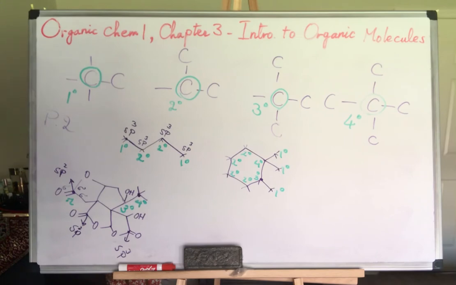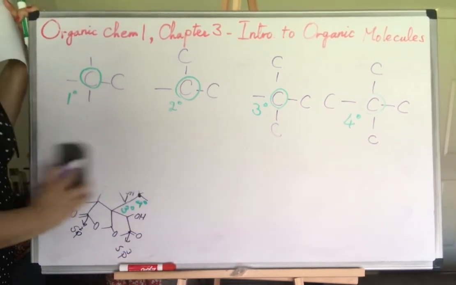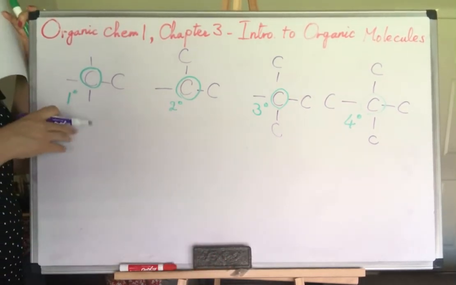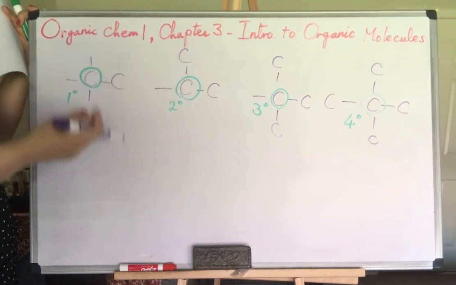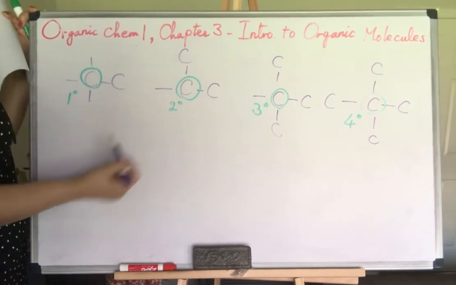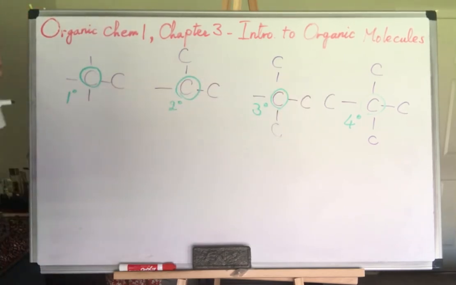The next thing you need to know is the types of hydrogens, which is very easy. Hydrogens depend on the carbons. So if you have a primary carbon, the hydrogen attached to the primary carbon is primary hydrogen. Hydrogen attached to a secondary carbon is secondary hydrogen. Hydrogen attached to a tertiary carbon is tertiary hydrogen. And you can imagine for a quaternary carbon, there is no hydrogen, right? Because all the bonds are carbon. So there is no quaternary hydrogen.